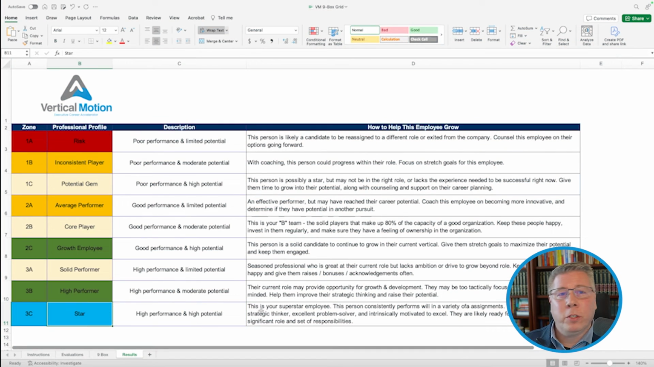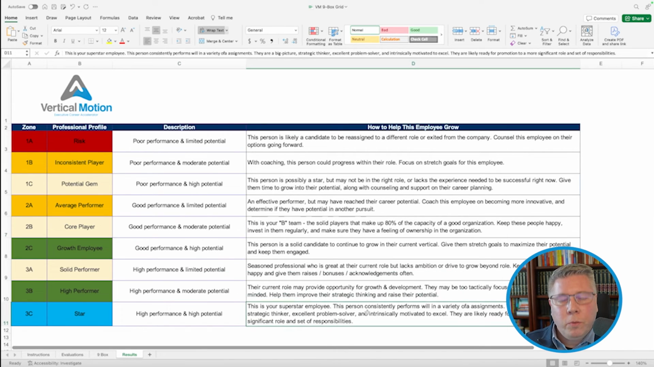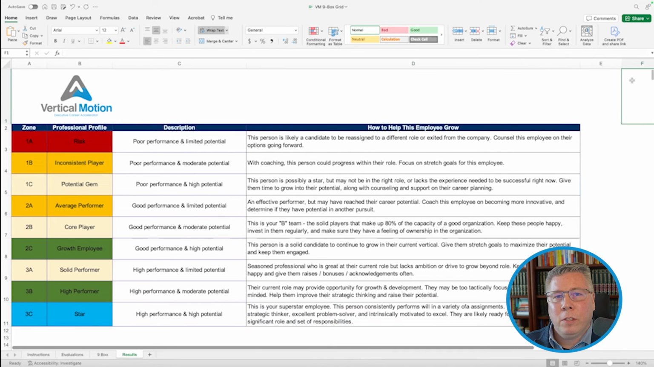Instead, you want to find a path for them out of the role that they're in and into a role where they can excel. Because what will most likely happen is when you promote a star into a role that is above them, they will immediately become a core player. They will move down to good performance and moderate potential because they have outperformed their previous role and now they're ready to perform in their new role. So whenever you have a star, this is somebody you really want to prepare for promotion. Make sure that they have those executive skills, those managerial skills, those people skills, all the soft skills that make managers and executives successful.